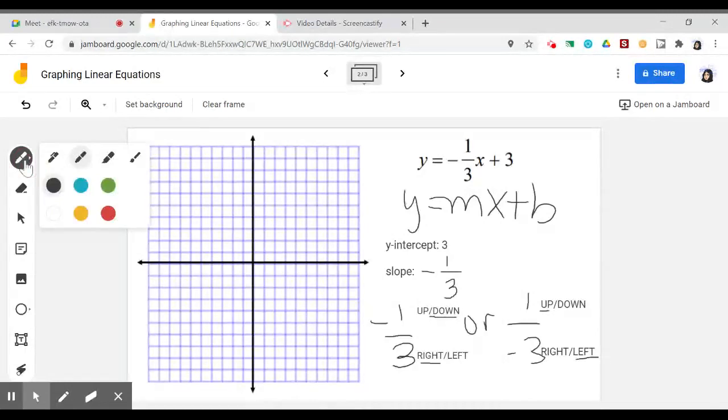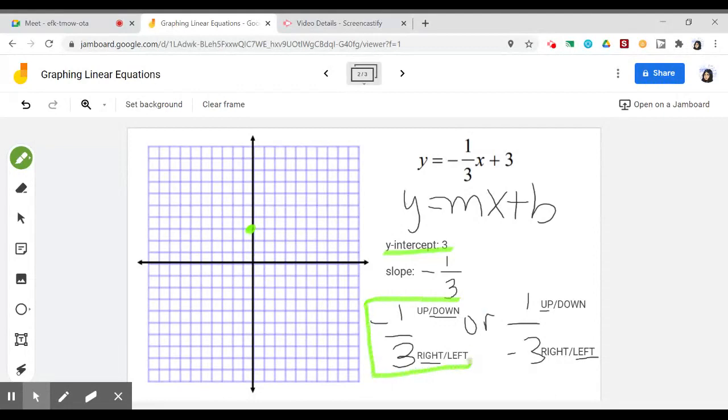So I'm going to go ahead and graph this. Again, I'm going to go to my starting point of 3. So I'm going to 1, 2, 3 on the y-axis. And let's use this first. So I'm going down 1 and right 3. I'm going to go down 1, right 1, 2, 3. Down 1, right 1, 2, 3.